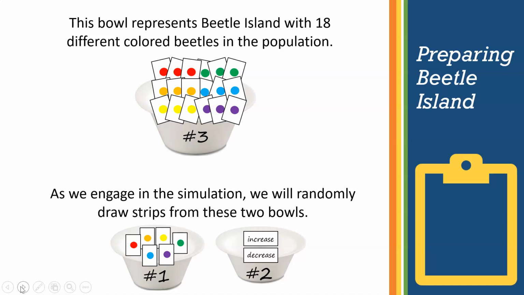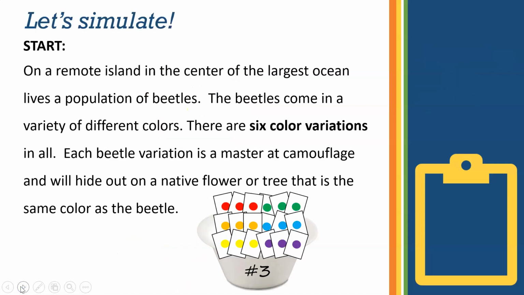I'm going to read the story that appears on your journal slip. As we come to a blank on the slip, you'll randomly select what happens and record it. Pay close attention to how our beetle population changes from the beginning of the story to the end, and try to pinpoint why the population changes. Here we go. On a remote island in the center of the largest ocean lives a population of beetles. The beetles come in a variety of colors, 6 in all. Each beetle is a master at camouflage and will hide out on a native flower or tree that is the same color as the beetle.